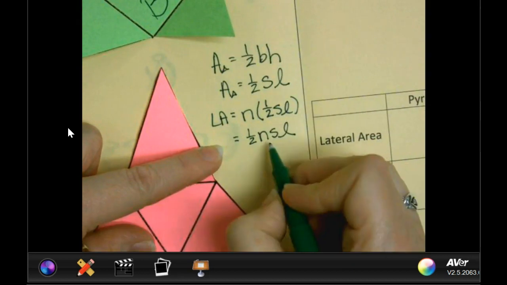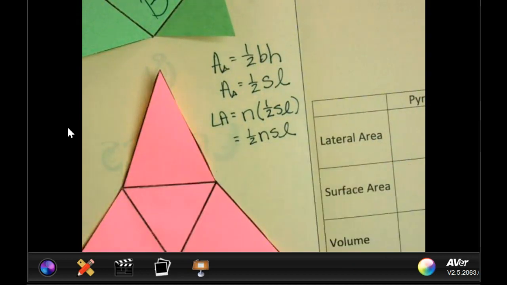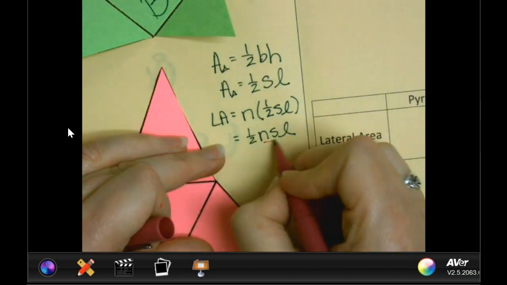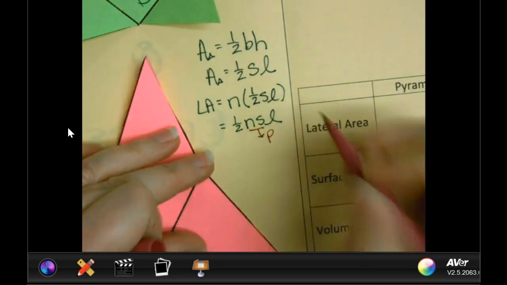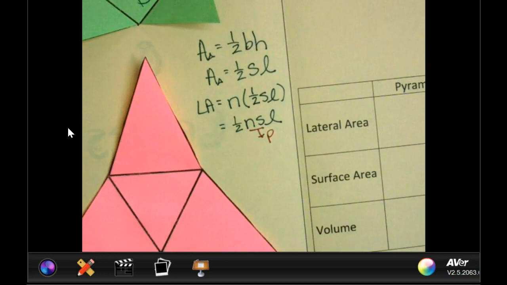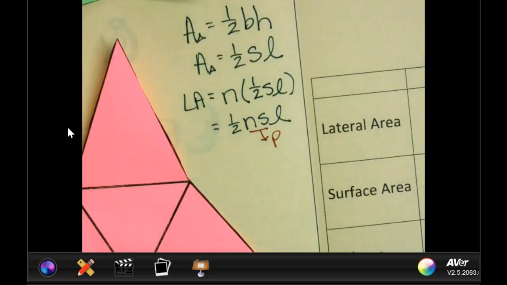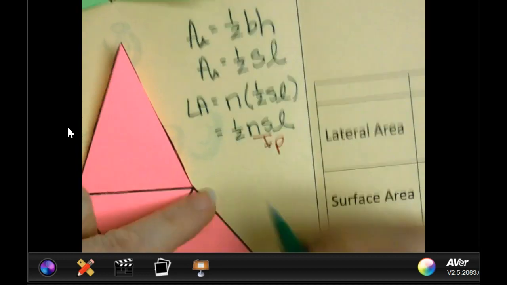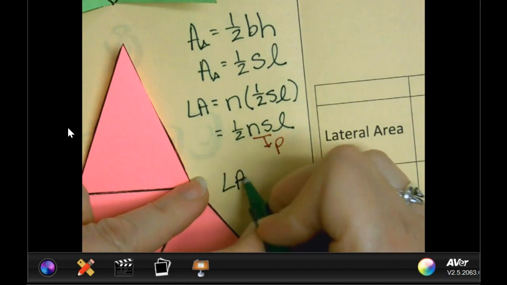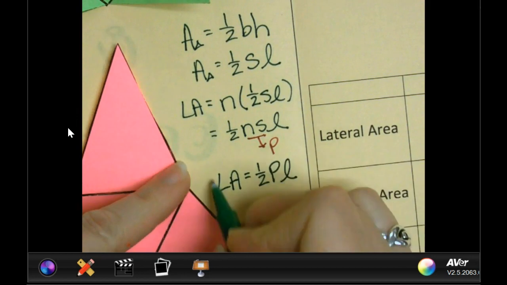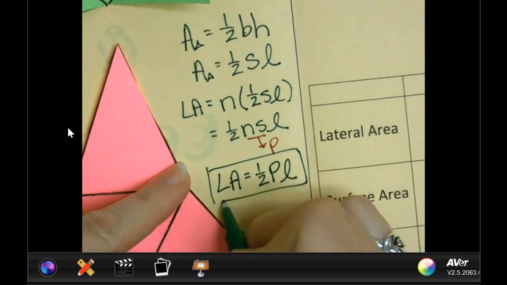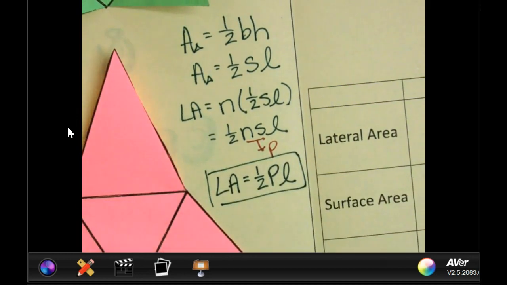What does N times S represent? Perimeter. N times S is the number of sides times the side length. That's just the perimeter of the base, right? So to substitute in perimeter instead, my lateral area formula looks like this. Lateral area is 1/2 perimeter times slant height. There's your lateral area formula right there.